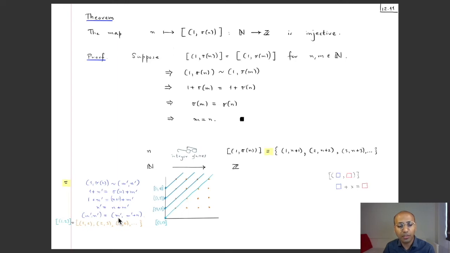And so the inner sum is also m prime plus n plus 1. And so this is equivalent to this, so that the element actually belongs to this equivalence class. So these two sets are included in each other, and so they are equal.